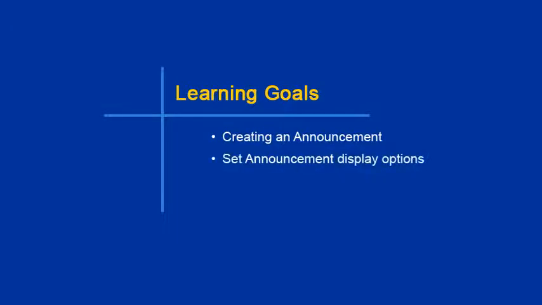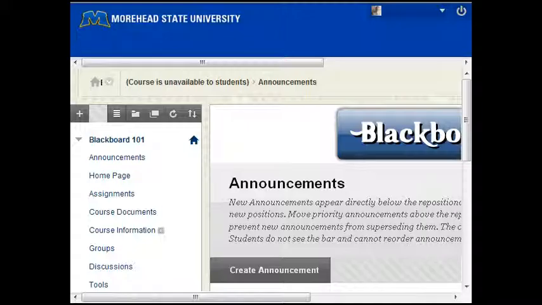The goals for this tutorial are to learn how to create an announcement, set announcement options, and how to reorder announcements. In Blackboard, you have the ability to create and email announcements to students. You can use announcements to alert students of time-sensitive information and upcoming events. The purpose of this tutorial is to provide the steps for creating an announcement.